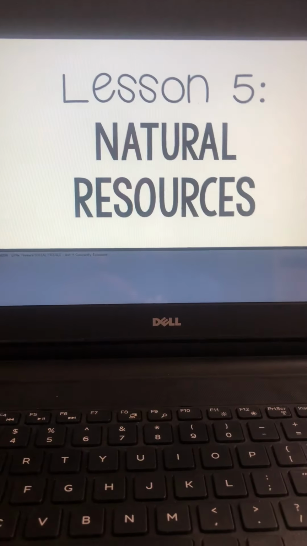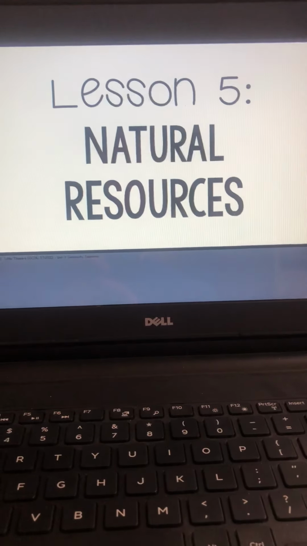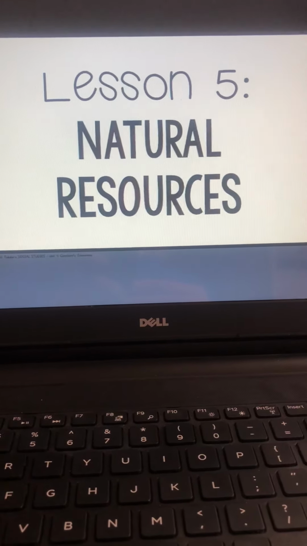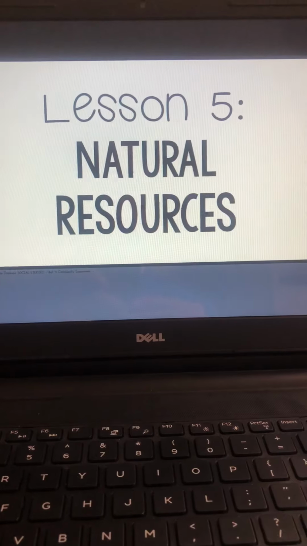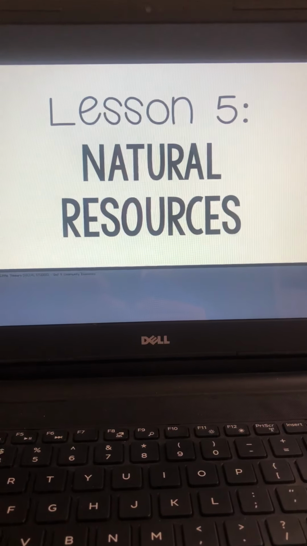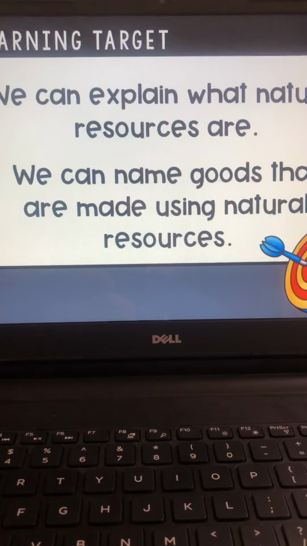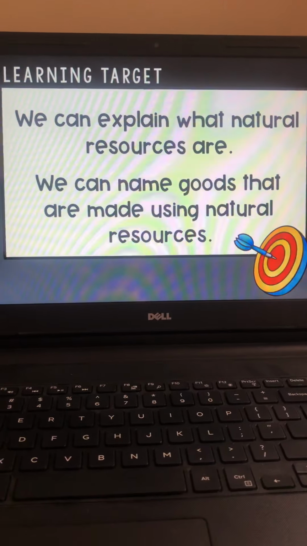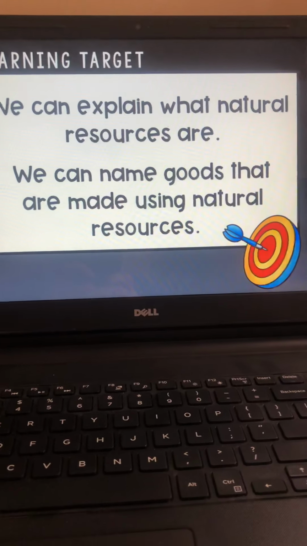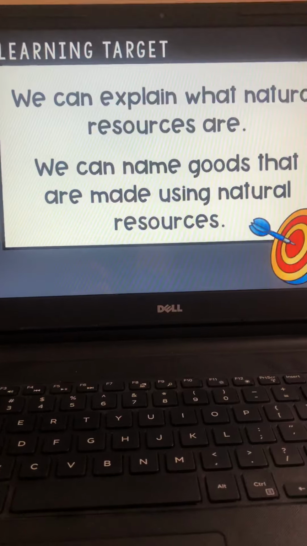Our lesson in economics today is going to be on natural resources. We've actually learned about natural resources once before in science. We talked about the difference between natural resources and man-made resources. So hopefully you're already pretty familiar with natural resources, and this will just sort of be a review. But our goal today is that we can explain what natural resources are, and also that we can name goods that are made using natural resources.